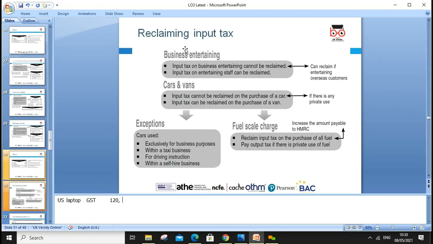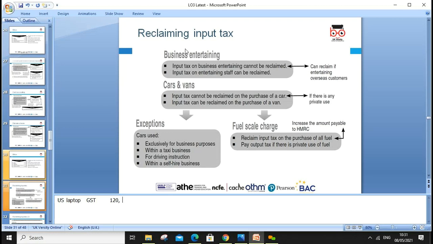Any of your family or friends who come, that applies as well. So input tax on the entertaining stuff can be reclaimed. Cars and the van. Input can't be reclaimed on the purchase of the car if there is any private use. Input can be reclaimed on the purchase of the van. Yes, so we need to look at the purpose of it. Exceptions, exclusive for business purposes, taxi businesses, driving, yes.